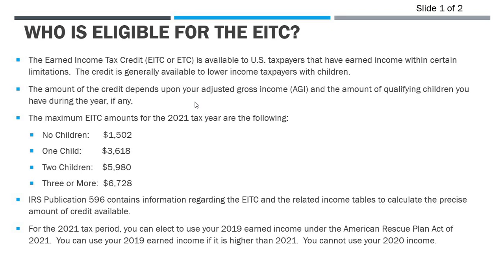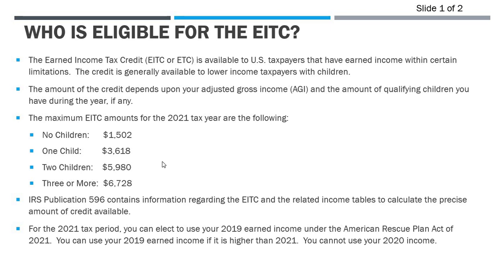Now, what drives this credit is going to be how much earned income you have, what's your adjusted gross income, and how many qualifying children do you have, if any, right? Again, you can have no children and still get an earned income credit, but your income does have to be much lower than individuals that have children. So these are the maximum ETC amounts for the year. If you have no children, the maximum credit that you can get is $1,502. One child maximum is $3,618, and so on. Now, what's important to highlight here is these are not the amounts that everybody's gonna get depending on the children, right? These are the maximum amounts.